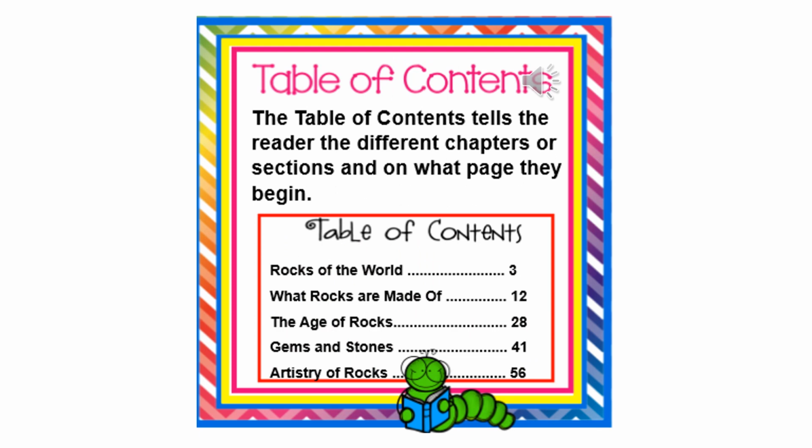Table of contents. The table of contents tells the reader the different chapters or sections and on what page they begin. If you notice the table of contents below, you'll see that Rocks of the World is on page 3. What rocks are made of is on page 12. The age of rocks is on page 28. Gems and stones are found on page 41. And finally, the artistry of rocks is found on page 56.